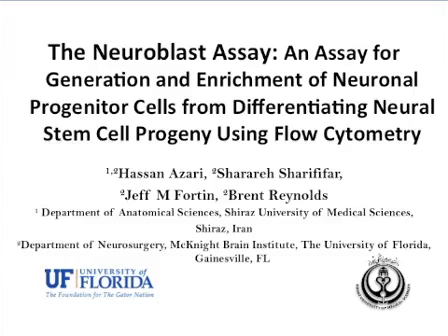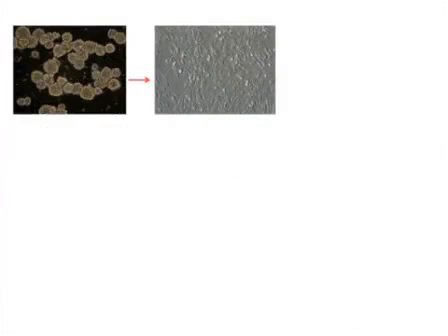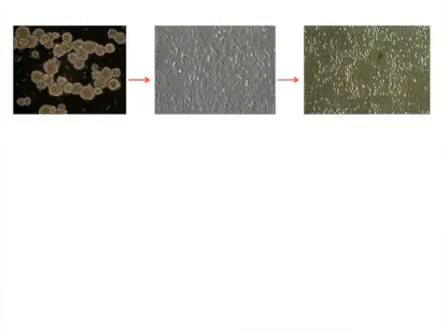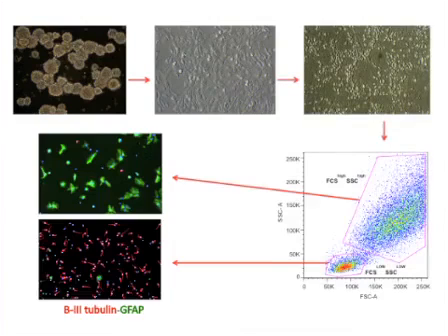The aim of this video protocol is to demonstrate the generation and enrichment of neuronal progenitor cells from differentiating neural stem cell progeny using flow cytometry. This is achieved by first isolating and expanding neurostem cells using the Neurosphere assay. The resulting cells are then differentiated through a two-step method called the Neuroblast Assay. Finally, using flow cytometry, distinct populations of cells can be identified and sorted based on their physical and fluorescent properties.